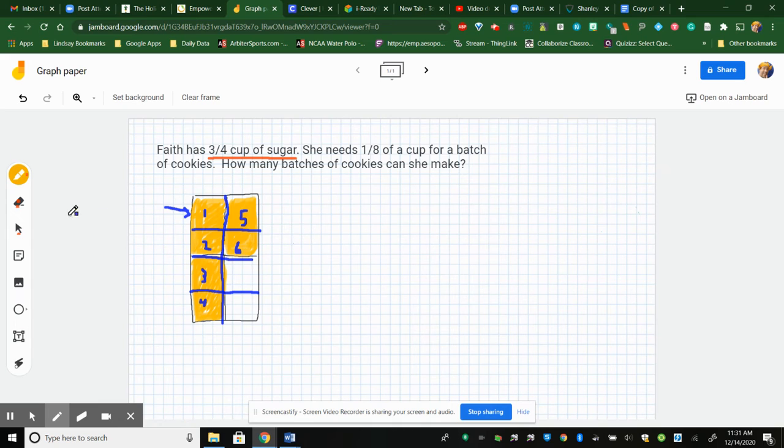So what does that look like? All right, well, we'll start here. Remember my whole amount is my 3/4 cup of sugar. And I'm going to divide that by how much sugar I need for each batch. I need 1/8 of a cup. So I'm going to divide by 1/8 of a cup.